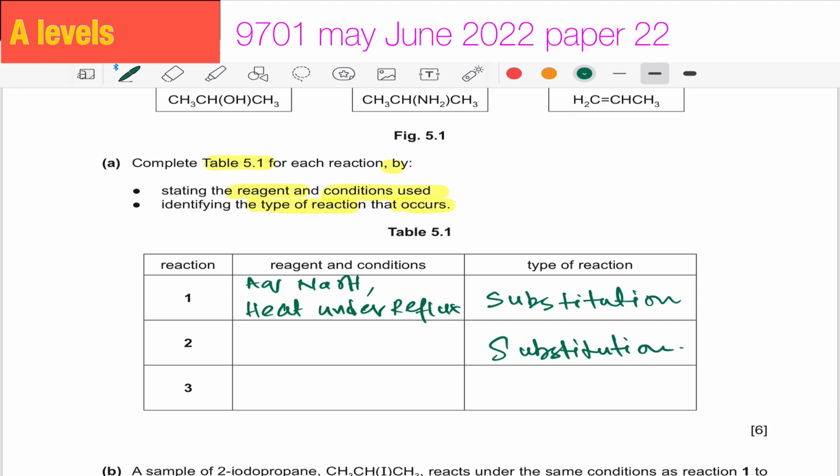We react bromopropane with ethanolic or alcoholic ammonia. So we would have ethanolic ammonia, and the condition would be heat under pressure or heat in a sealed glass tube. Right, so you have to remember the conditions for each reaction.